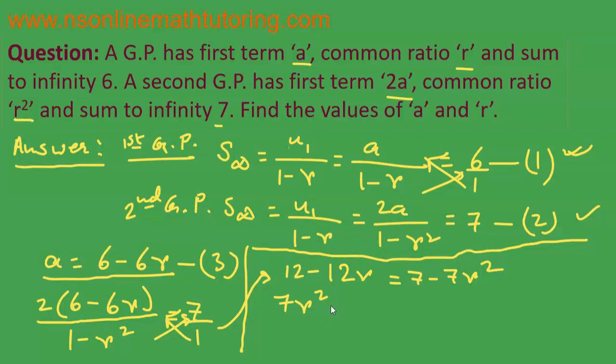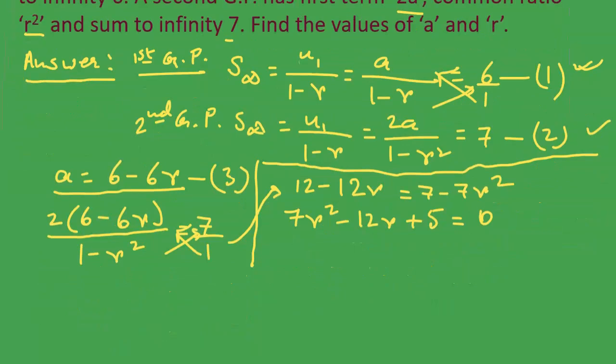So, it is 7R square minus 12R, and 12 minus 7 is plus 5. So, it is plus 5 is equal to 0. Okay. Now, let us go for the middle term splitting. It will be 7R square minus 7R minus 5R plus 5 is equal to 0.